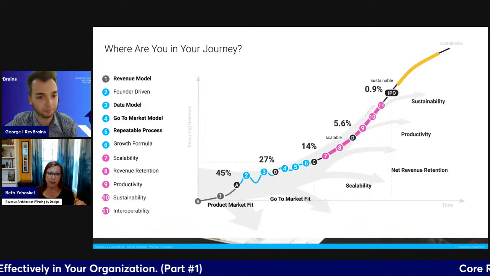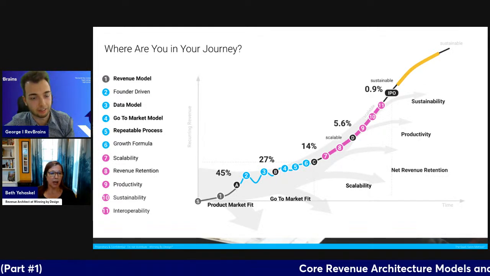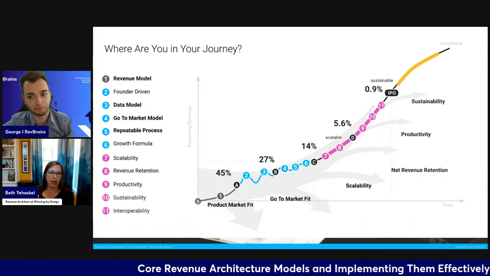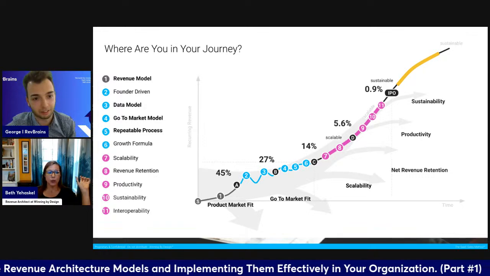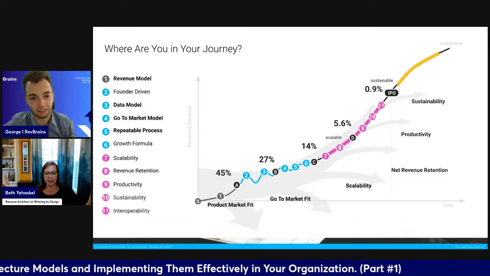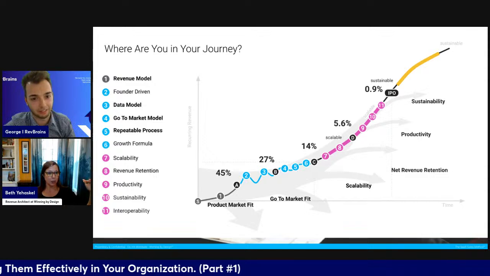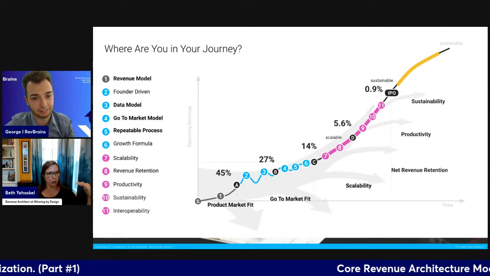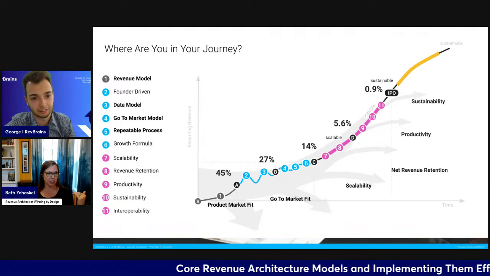Is it the same or is it different? Is your founder involved in sales or do they need to come out? You need a new data model, because a data model for a mid-market product is not going to work for enterprise. They have to be different. So you need a new data model. You can keep the same what you're tracking, but you have to track that data separately. Your go-to-market motions need to be different for enterprise than for mid-market. Your repeatable processes need to be different.